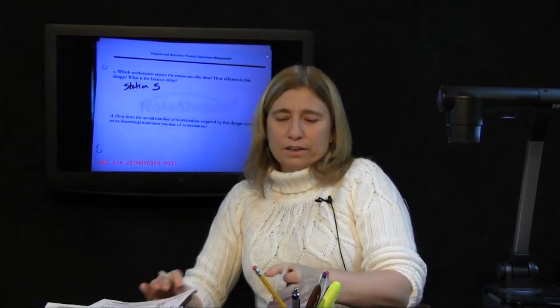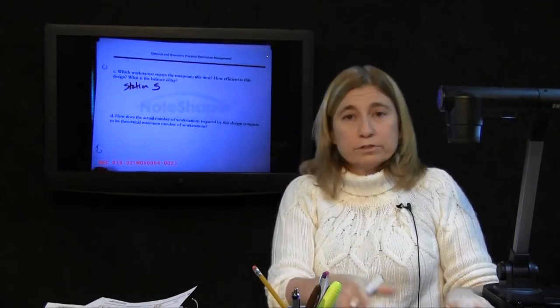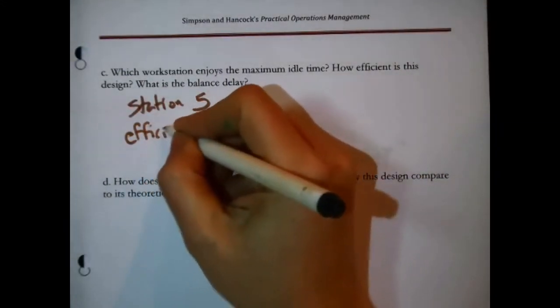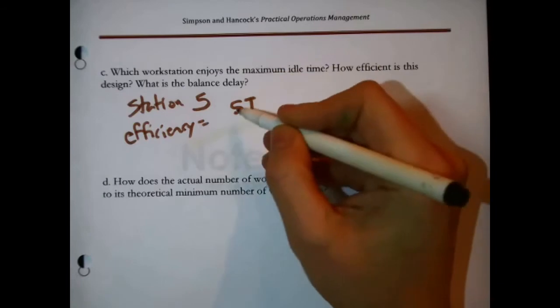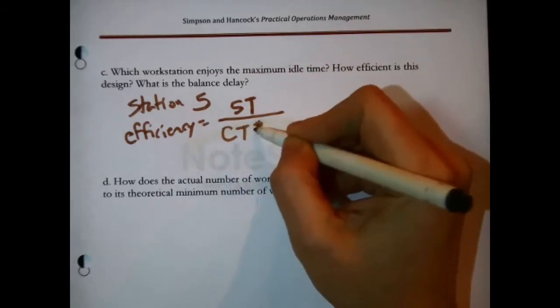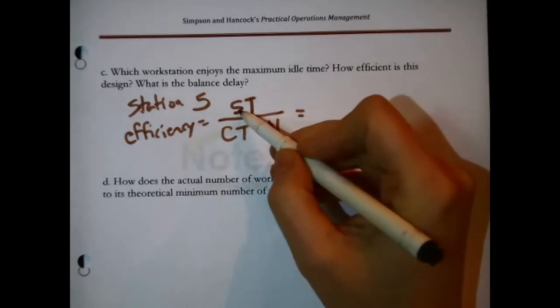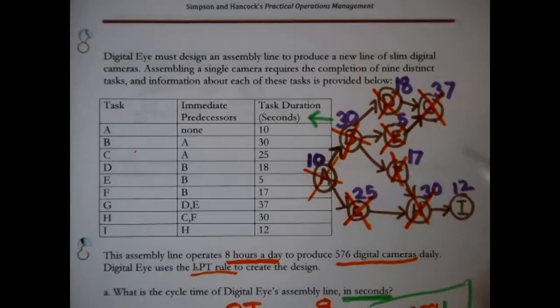How efficient is the design? How do you calculate the efficiency of a design? Well, think about it this way. It's a formula. Efficiency equals the sum of the task times divided by the cycle time times the number of workstations in the design. Oh, so I'm going to need to track down some numbers. First this number, I wrote ST for the sum of the task times. We have to go back to the data.